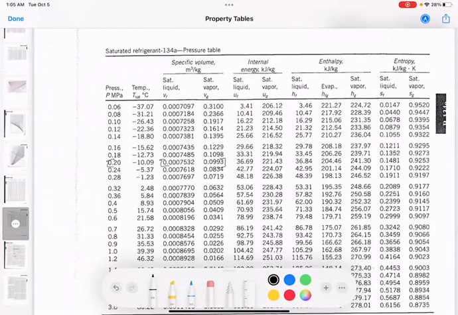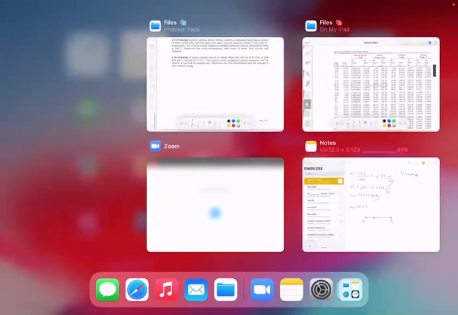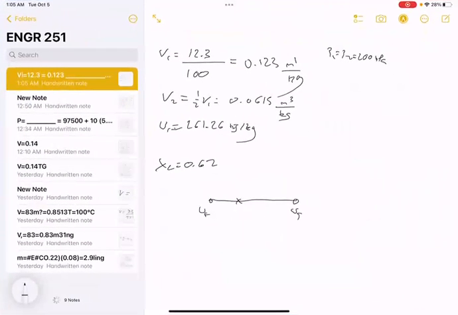And we will see the internal energy UF here and UG here. So basically we're at 36.69 plus 0.62 of the distance between them, being 221.43 minus 36.69. And that gives us an internal energy of 151.22. U2 equals 151.23 kilojoules per kilogram.